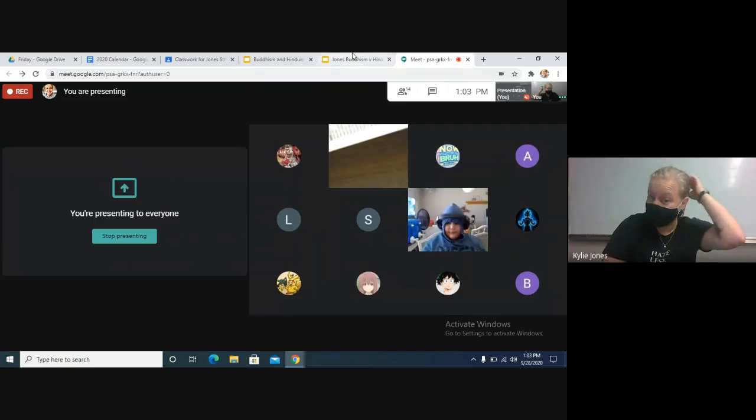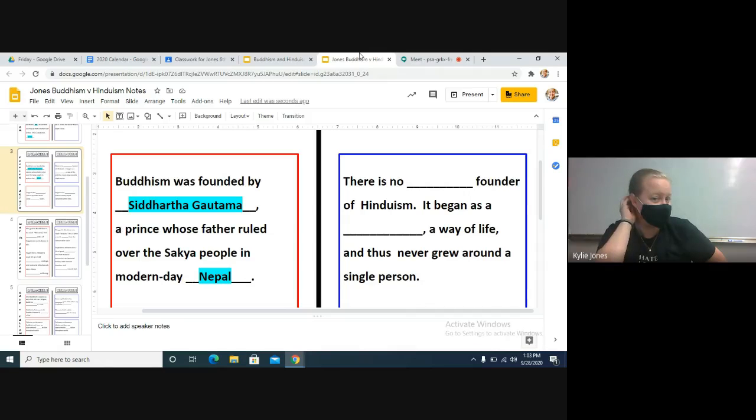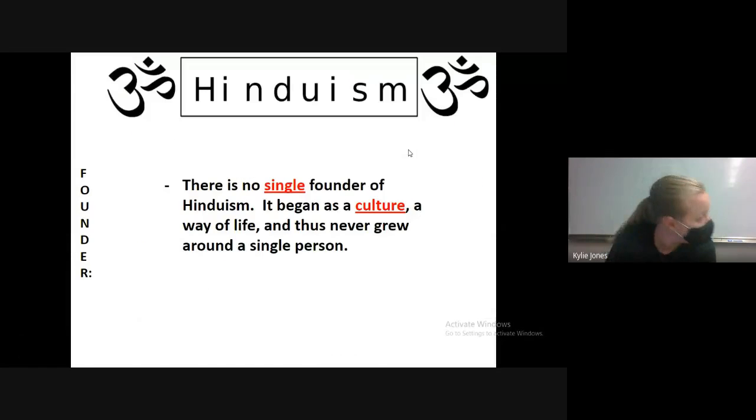Okay, let's get those two typed out. All right, I'm going to go look at the next slide. Oh, let's see. I can't read it. So our next one, Hinduism. There is no one single person who founded the religion of Hinduism. It began as a culture and a way of life and was never based on one person discovering it. Okay? So we have single and culture.